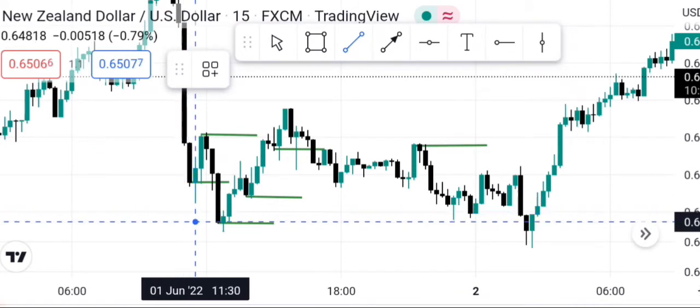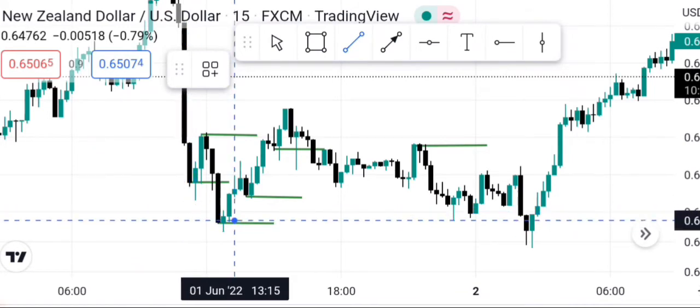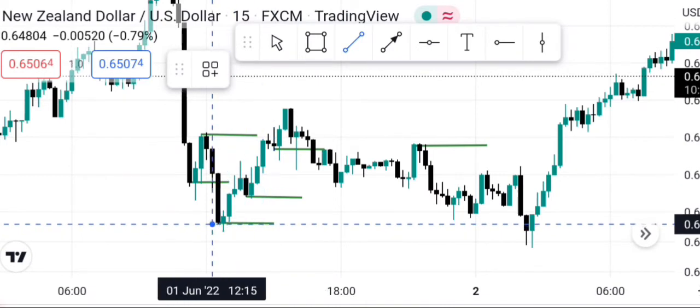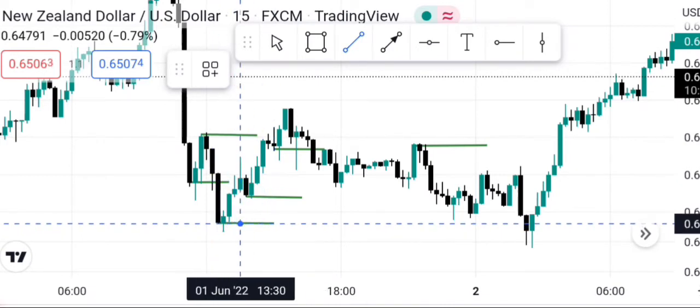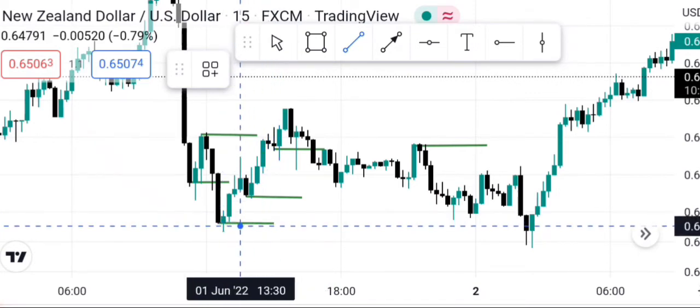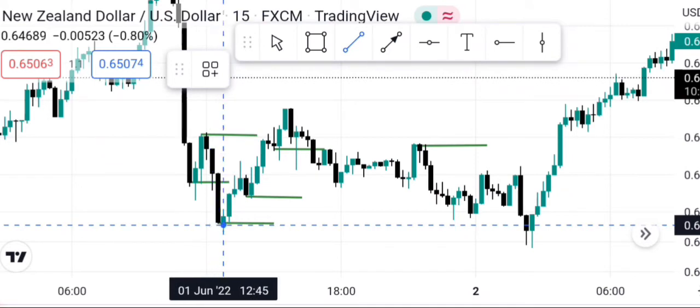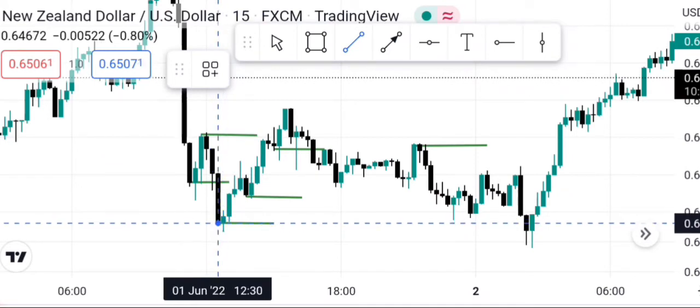Okay? So now that you're able to identify swing highs and swing lows, let me teach you how price reacts to them. Now I'm going to draw this low right here out to this point here.